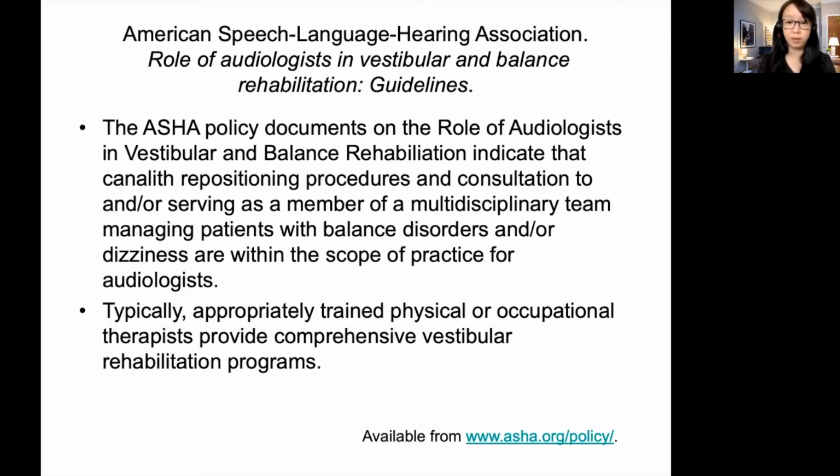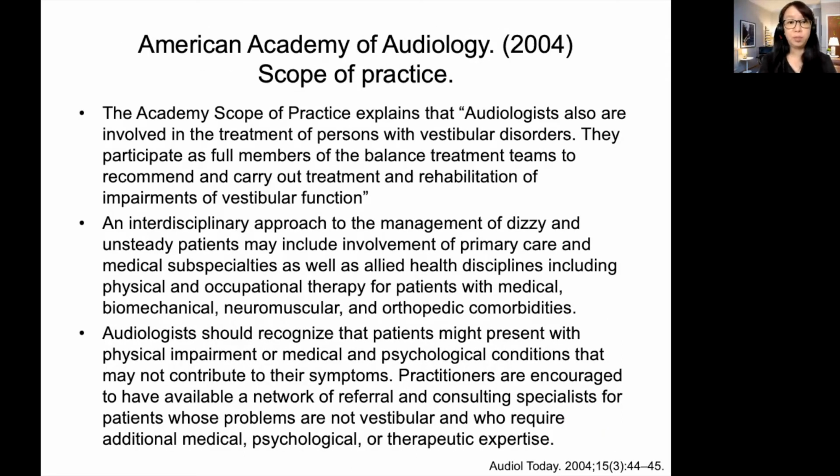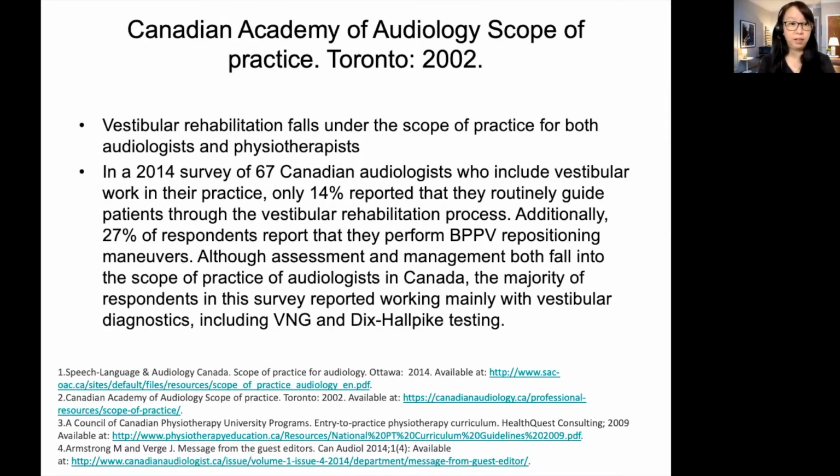Typically, we expect the physiotherapists or occupational therapists to provide the therapy, but in actual fact, an audiologist can also give therapy. This is also supported by the American Academy of Audiology, which says that audiologists can carry out treatment and rehabilitation for impairments of vestibular function. But I think in Malaysia, it really depends on the audiologist as well as the center, whether they're confident enough to proceed with therapy. Similarly, in Canada, they also think that audiologists are the ones who do treat patients with vestibular problems, not only the physiotherapists.